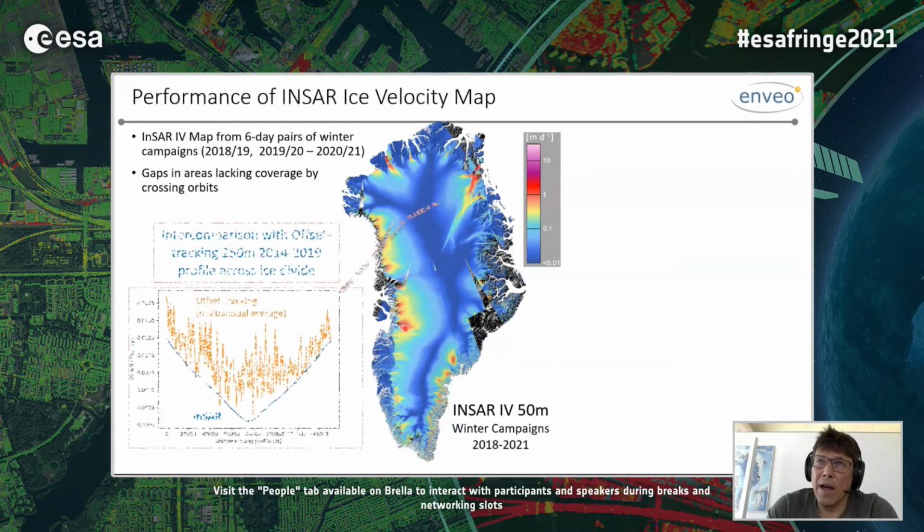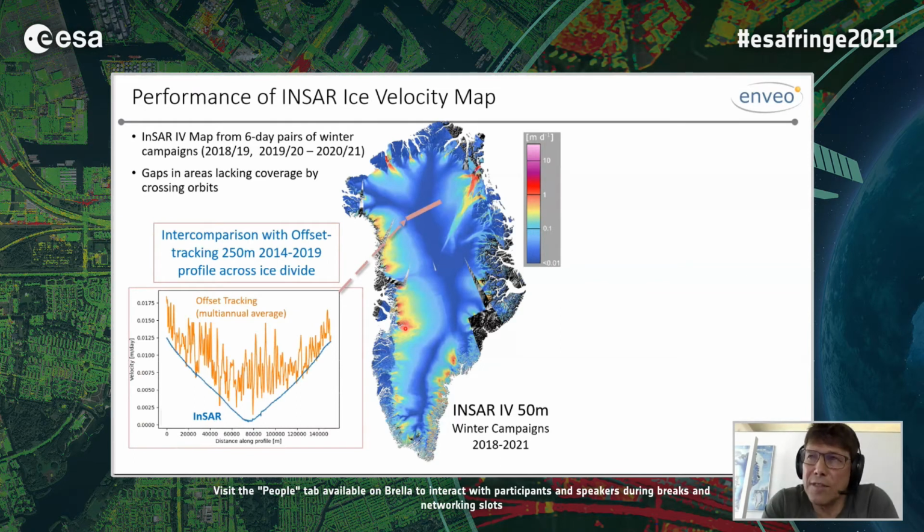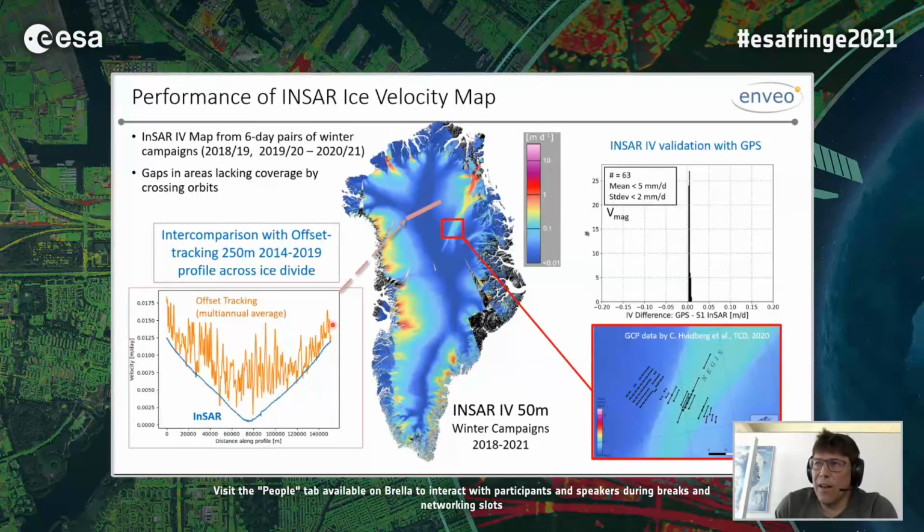depending on the processing. When we are looking, for example, at the quality of this, we made here a profile across the ice divide. At the ice divide, the velocity should be 0. And we are very close here to the no motion level, while the other one shows the quite high noise of the offset tracking product. And we validated this for a local region with data which were acquired by Christine Wittberg and were published in The Cryosphere just recently. And we intercompared this in this small area here with a couple of GPS stations. And although it's not covering the same time interval, we have a mean difference of below 5 millimeters with a standard deviation of below 2 millimeters per day.